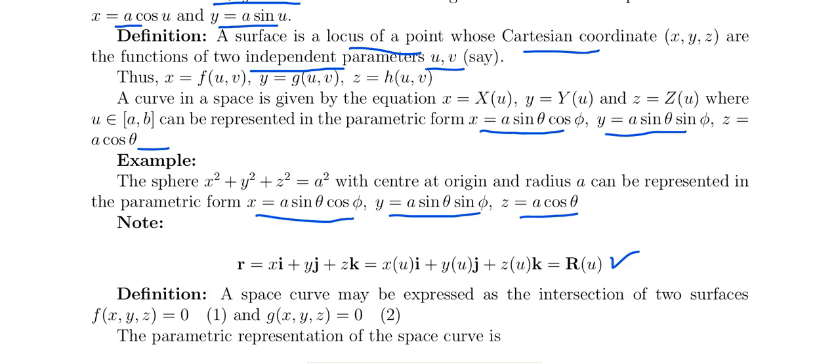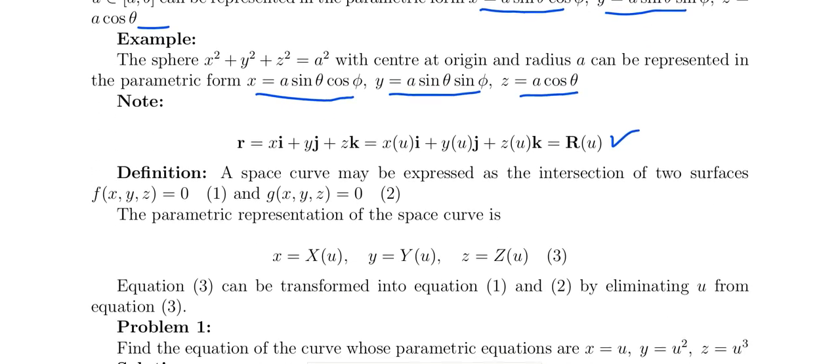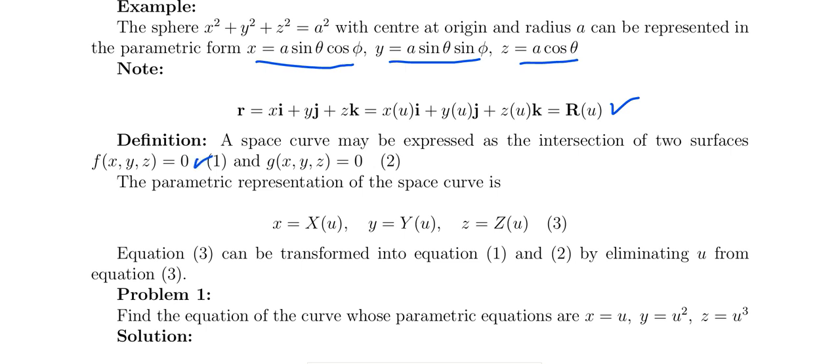Okay, the space curve may be expressed as the intersection of two surfaces, that is f of x, y, z equal to 0 and g of x, y, z equal to 0. The parametric representation of the space curve is x equal to x of u, y equal to y of u, z equal to z of u. This is equation 3. It can be transformed into equations 1 and 2 by eliminating u from equation 3. What are equations 1 and 2? That is the two surfaces.